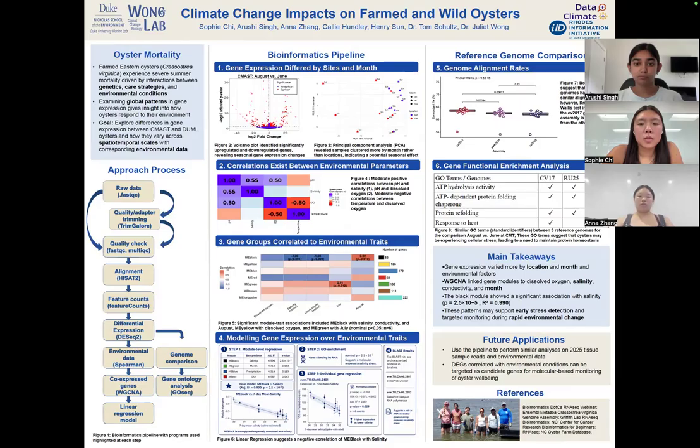In figure 3, which separates dots by location and month, we can see how blue shapes are more clustered together, while the red shapes are more scattered. And these results can indicate potential seasonal effects on oyster gene expressions.